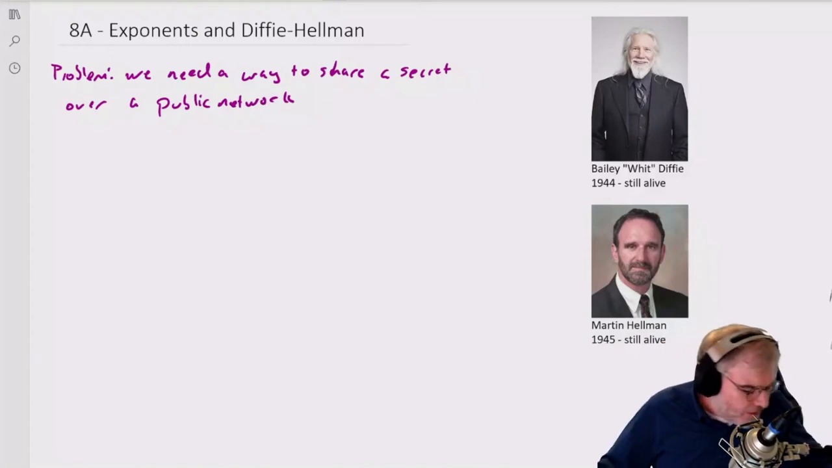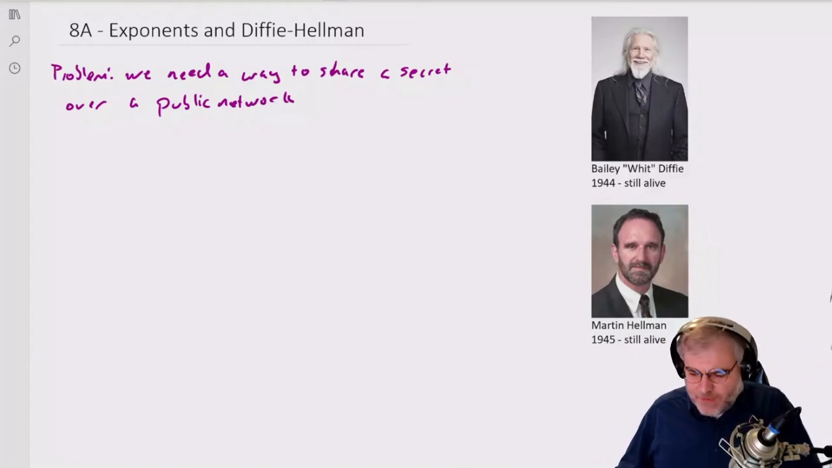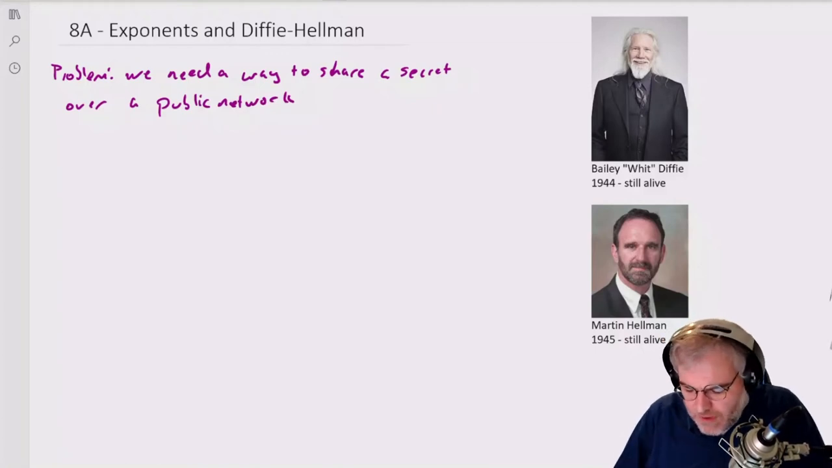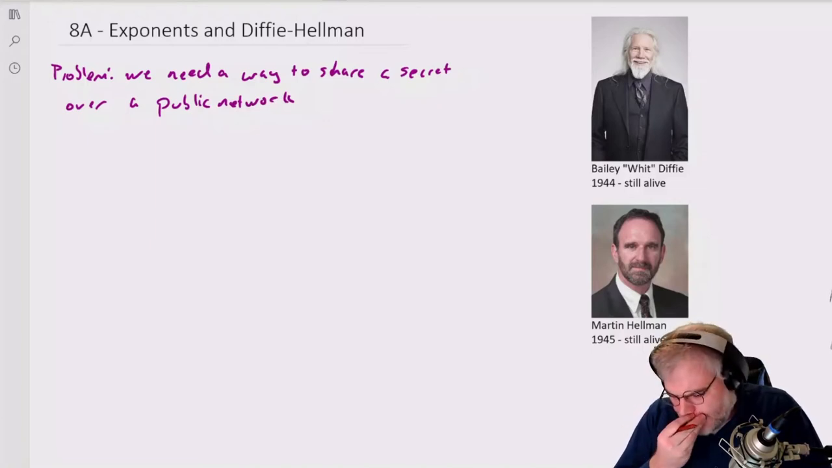And so the original public key cryptography, well, not the original, there was one before, but there's a polynomial algorithm to undo it, so nobody uses it. But this was Diffie and Hellman. Both are still alive. One of them, I think, is at Oxford. I don't remember where the other one is.